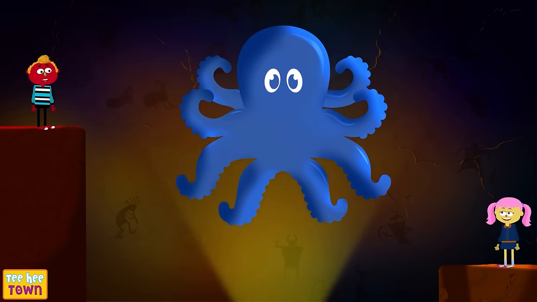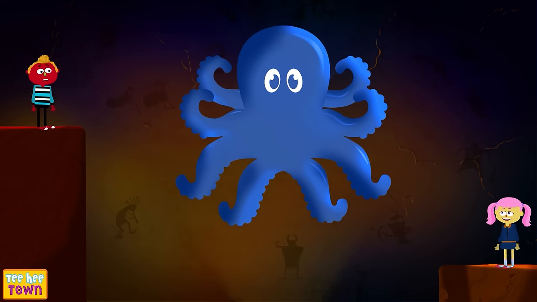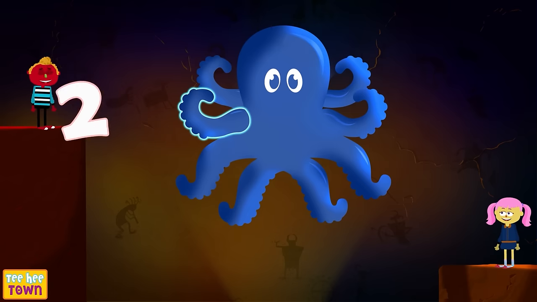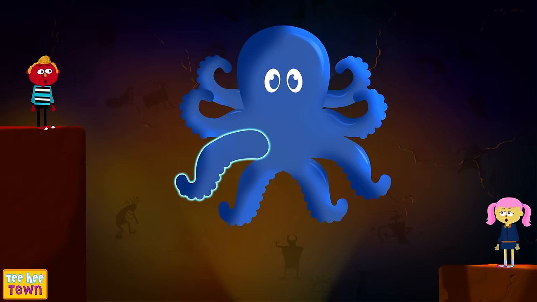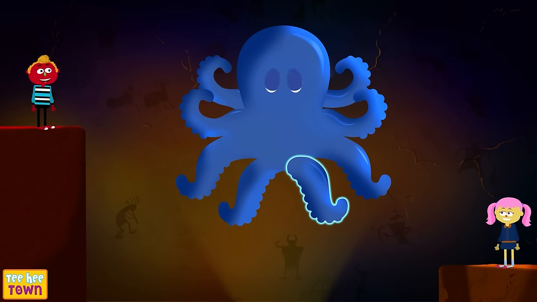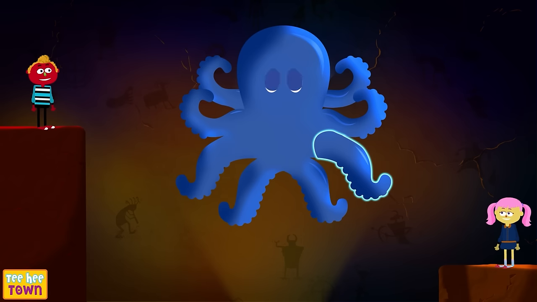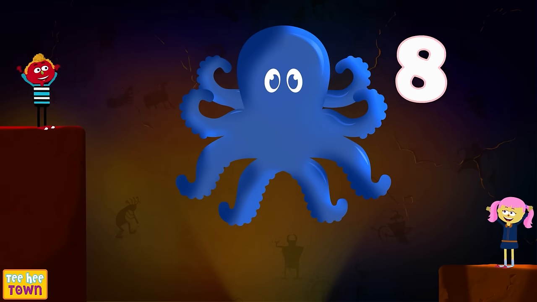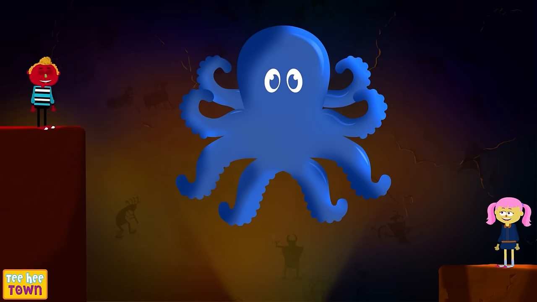Count the number of legs on this octopus. That's doable. One, two, three, four, five, six, seven, eight. Eight! Is that your final answer? Yes. Then that's right.